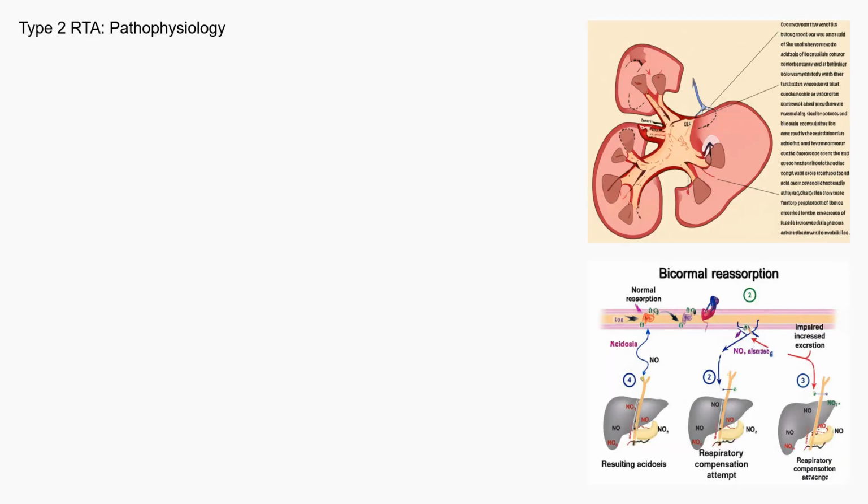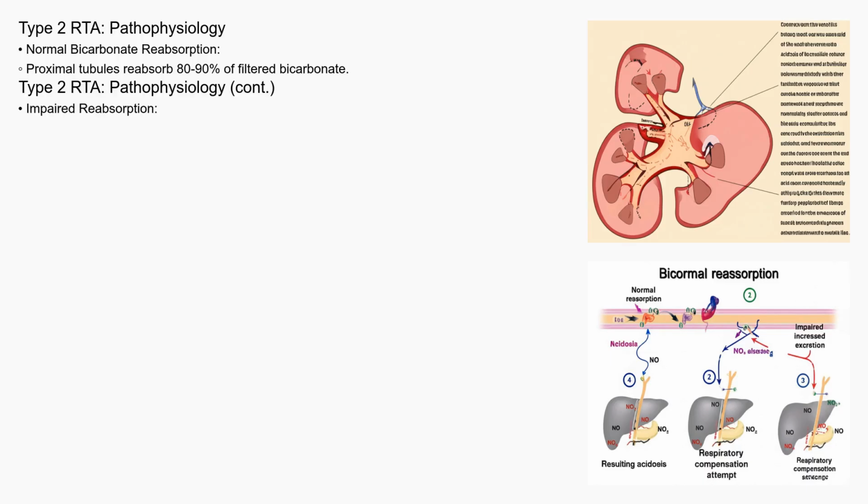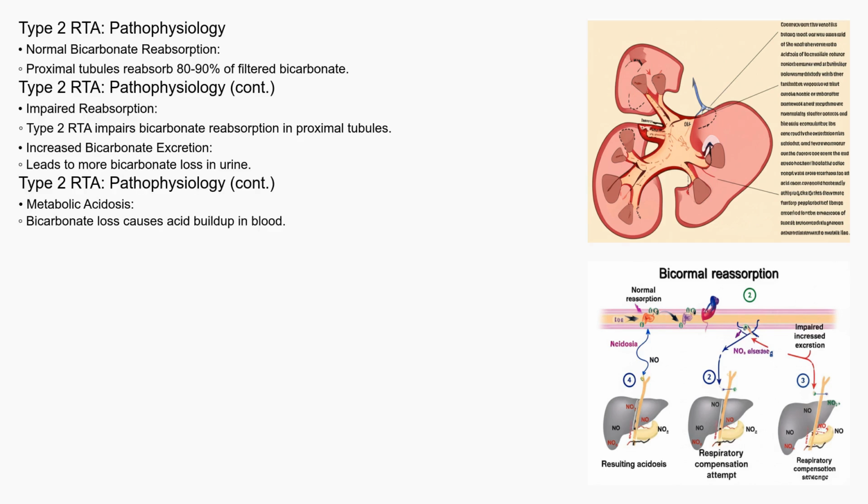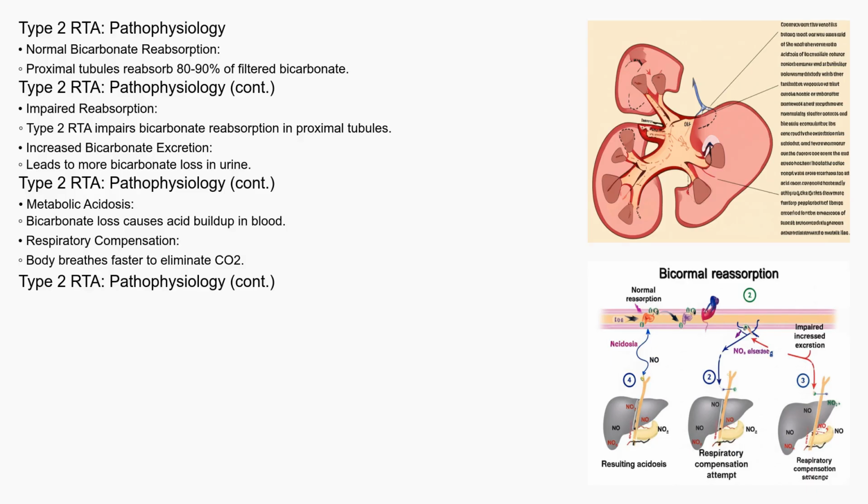Let's understand the pathophysiology. Normally, the proximal tubules are responsible for reabsorbing about 80–90% of the bicarbonate filtered by the glomerulus. In type 2 RTA, this reabsorption is impaired. This impaired reabsorption leads to increased bicarbonate excretion in the urine. Because bicarbonate is a base, losing it in the urine causes a buildup of acid in the blood, leading to metabolic acidosis. The body tries to compensate by breathing faster to eliminate carbon dioxide, an acidic gas, but this isn't always enough. The persistent acidosis can also affect bone health and growth in children.